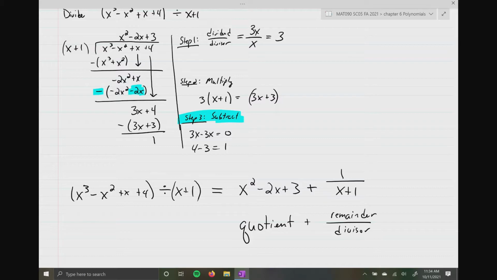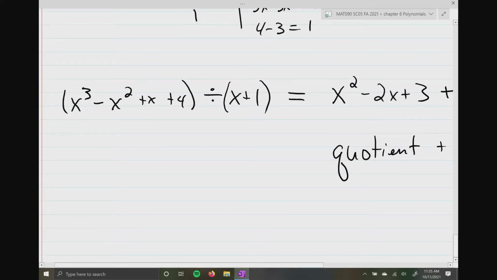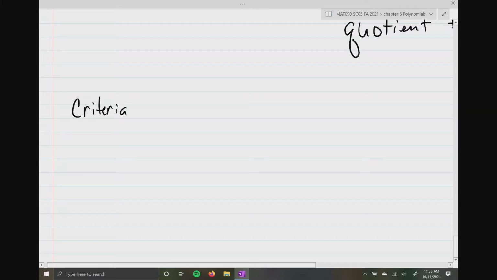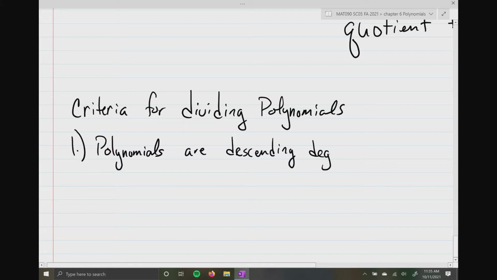All right. So, before we move on to another problem, now that we understand how to divide polynomials, we know how to write answers for them, I'm going to give you the criteria. The first thing, you got to make sure. No matter what, your polynomials are in descending degree. Meaning, the highest degree is first, and then it descends after that. So that's the first criteria. The second criteria. No missing terms.